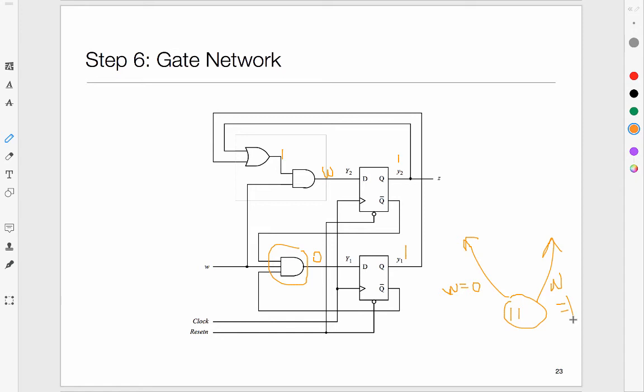So you should be comfortable going from English language description to the truth table to the circuit. You should be comfortable going from English language description to state diagram to truth table to circuit, and you should be comfortable going from circuit to truth table back to state diagram. Going back to the English language description, there is no recipe for it. Questions on this?